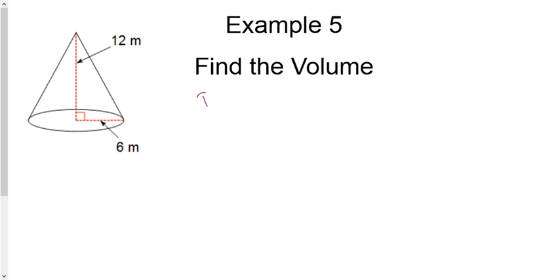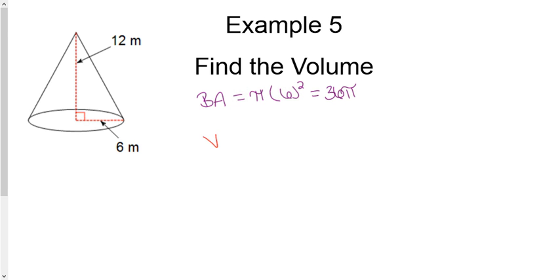So the base area is just pi r squared. So pi times my radius squared. This one's actually almost identical to the one we just did, except the height's a little different, and the picture is not the same. So my base area is again 36 pi.